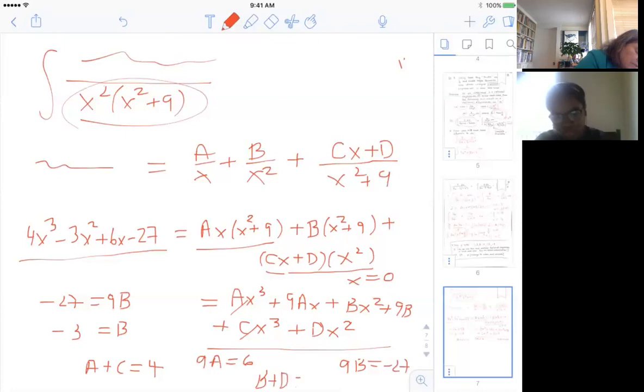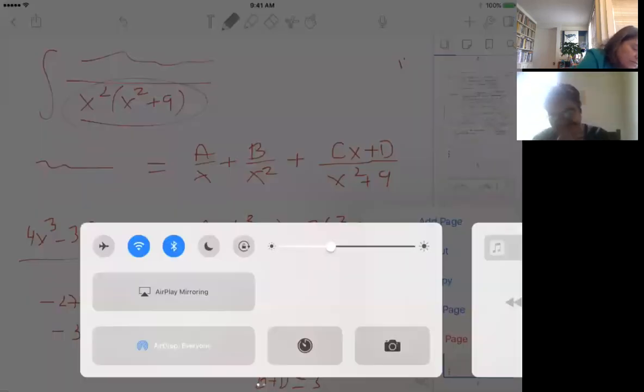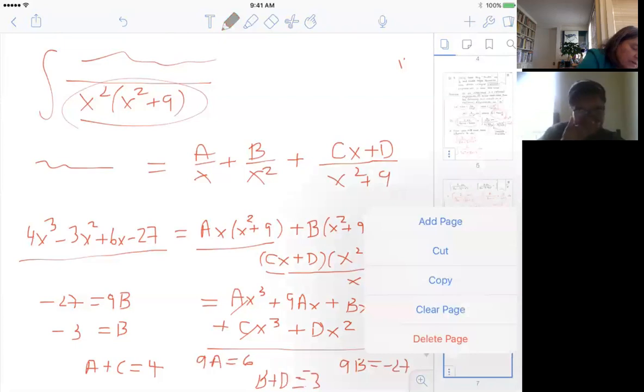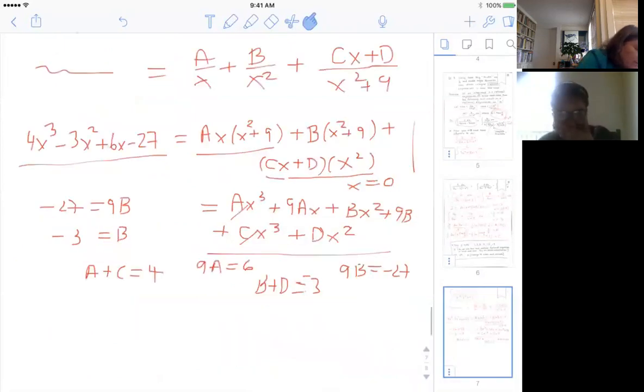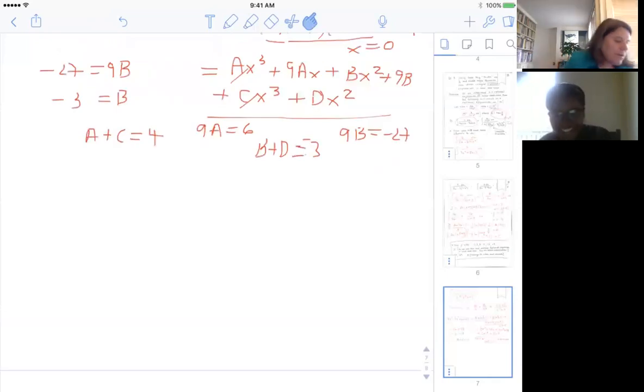I'm trying to figure out how I'm going to get another piece of paper in here. All right, okay, so shucks, that ain't it. Add page. Okay, add page. Okay, hang on. Yay! All right, I did it. Now if I could just remember next time how I did it.